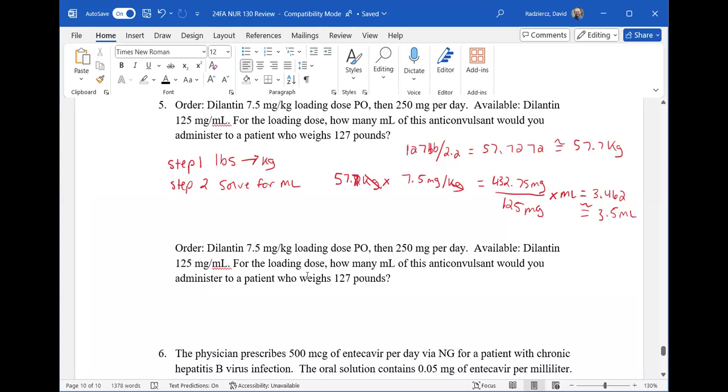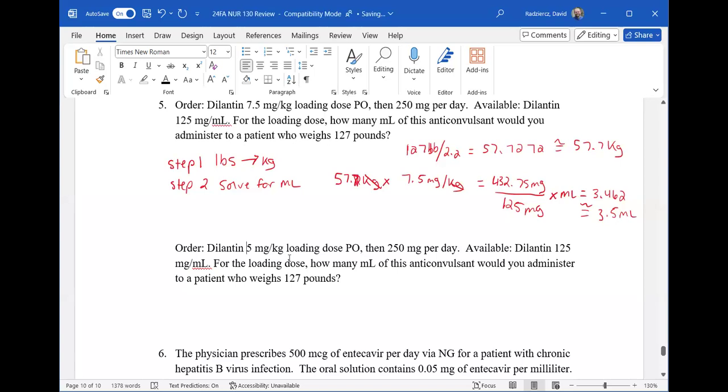Let's do 15 milligrams per kilogram. We'll keep the diluent available at 125 milligrams per milliliter. And then let's make the patient 177 instead of 157. What we have to do first is convert the patient's weight in pounds to kilograms. So I'm going to take the 177 pounds and divide that by 2.2.